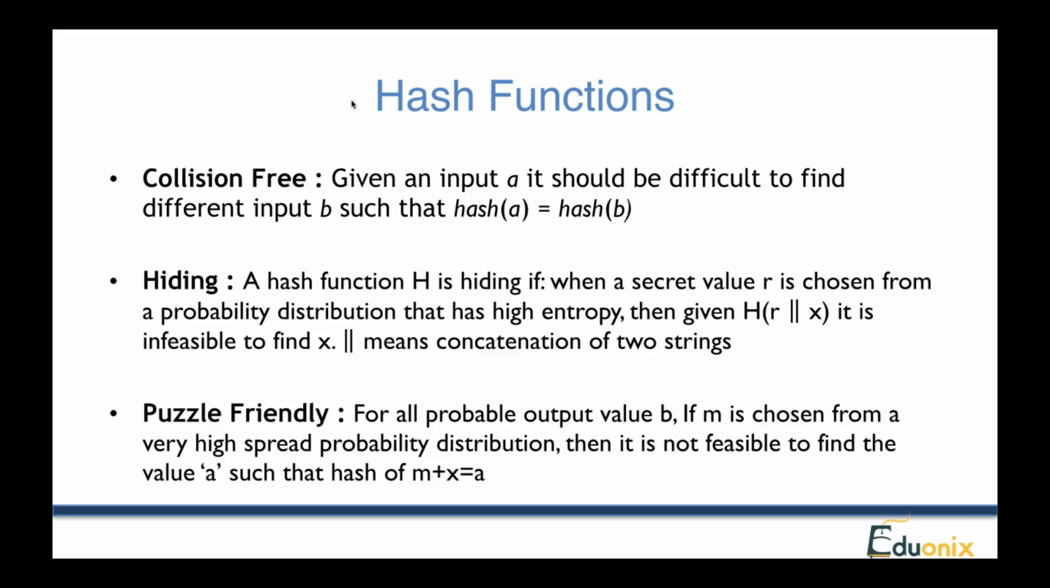So what is a hash function? Here I have listed the properties of a hash function, but what is exactly a hash function? In a very simple definition, a hash function is a function which converts data of any size to a fixed size. Whether you have data of 1 terabyte, 2 terabytes, 1000 terabytes, any gigabytes, megabytes, it will convert to a fixed size.